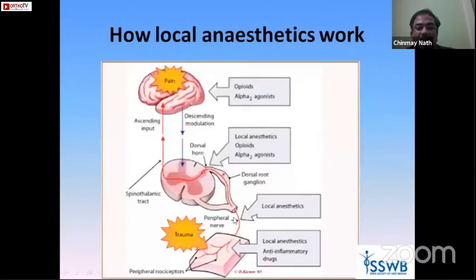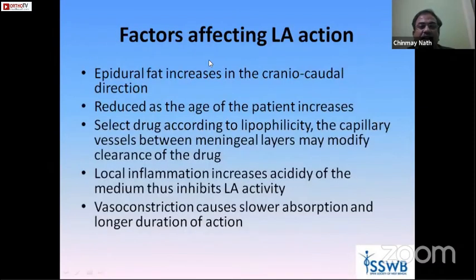It acts in the periphery, in the peripheral nerve, in the nerve root, and in the brain. There are certain factors affecting local anesthetic action, like epidural fat, vasoconstriction, local inflammation, etc.